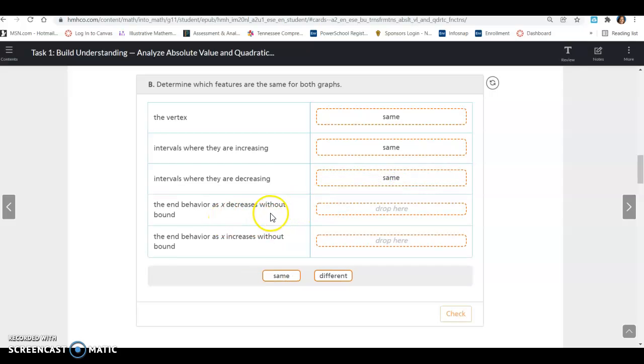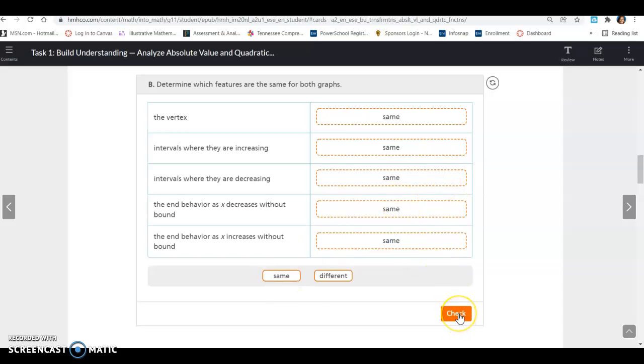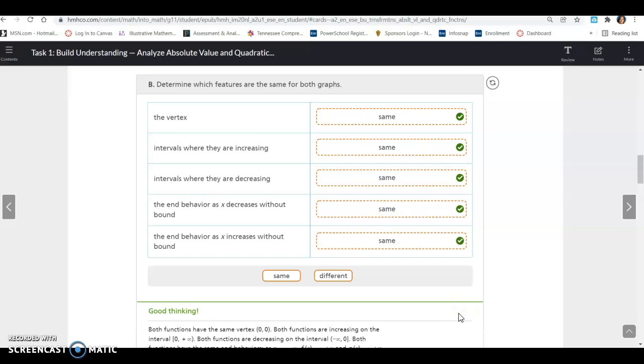The end behavior as x decreases without bound. So as x goes to the left, both graphs go up, so those are the same as well. And the end behavior as x increases without bound. So as x goes to the right, both functions go up. So again, they are the same. So they have a lot of the same key characteristics.